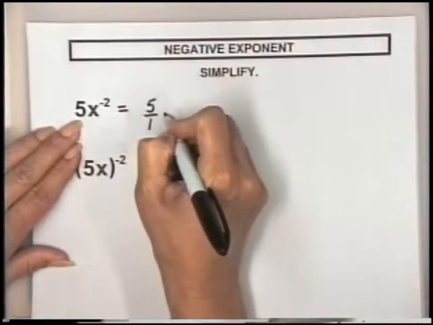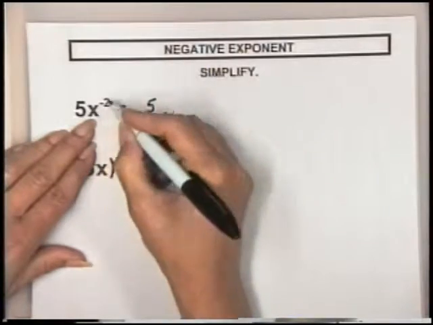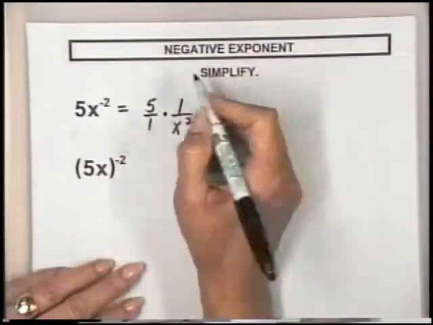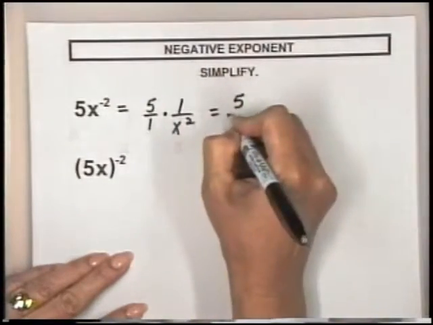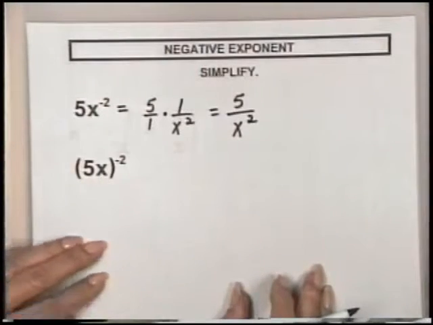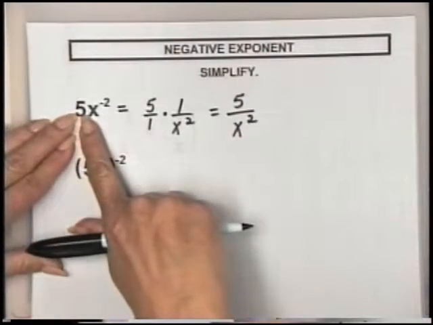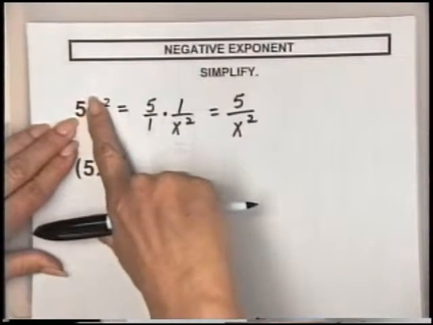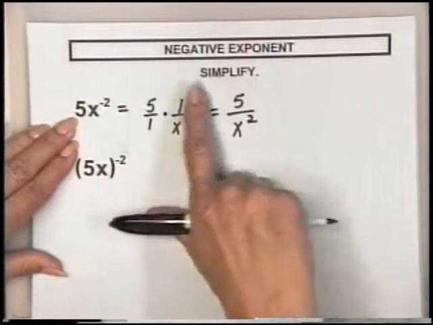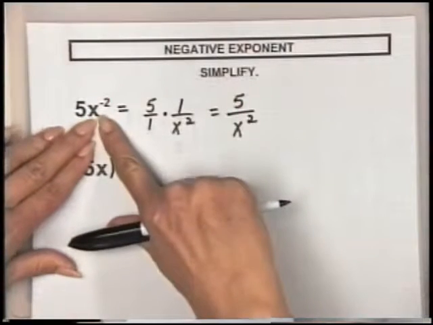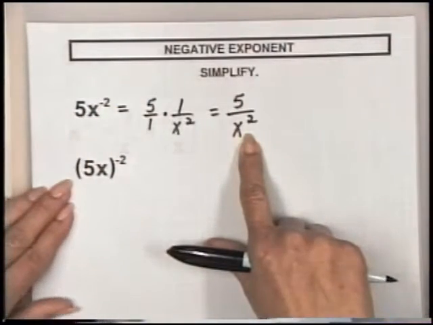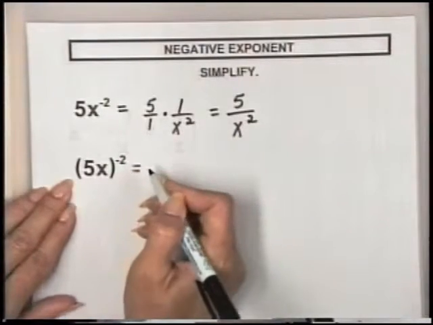So what this means is 5, and I will write the 5 over 1, times an x to the negative 2nd, which is 1 over x squared. 5 times 1 gives me 5 in the numerator. 1 times x squared gives me x squared in the denominator. Notice I had a factor. It doesn't have a written exponent, but it's understood to be positive 1. That factor stayed in the numerator. The factor with the negative exponent goes to the denominator.